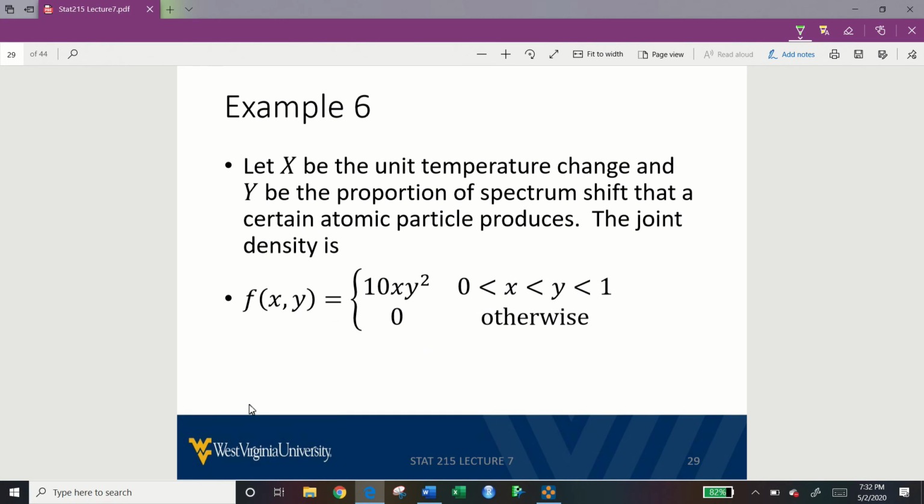Example 6. Let X be the unit temperature change and Y be the proportion of spectrum shift that a certain atomic particle produces. The joint density is f(x, y) equals 10xy squared for when 0 is less than x, less than y, less than 1, and 0 otherwise.